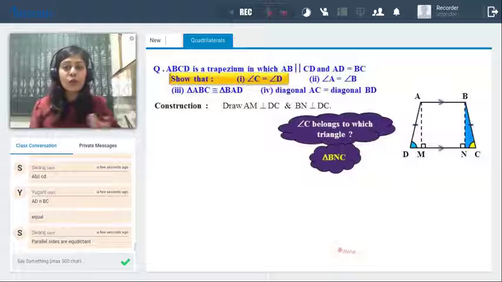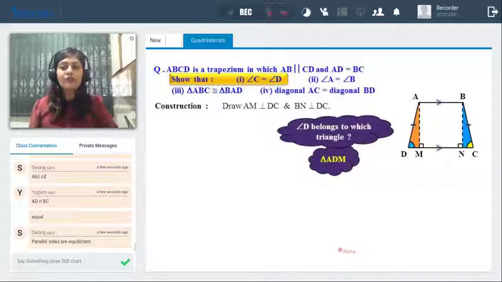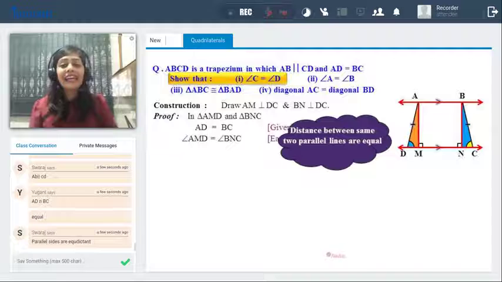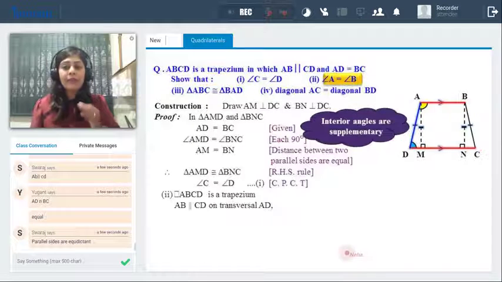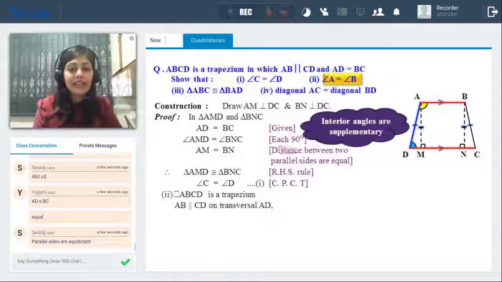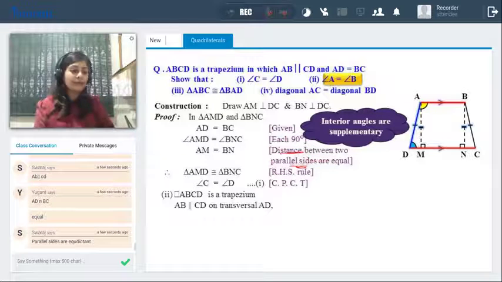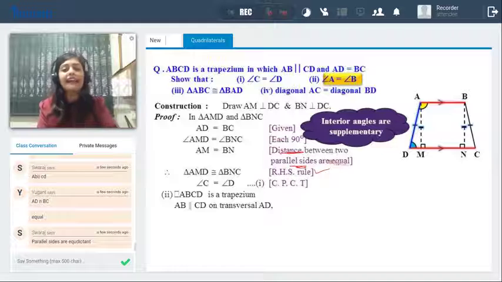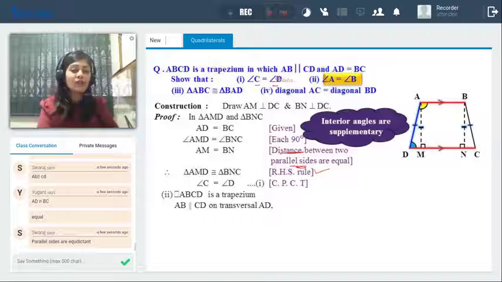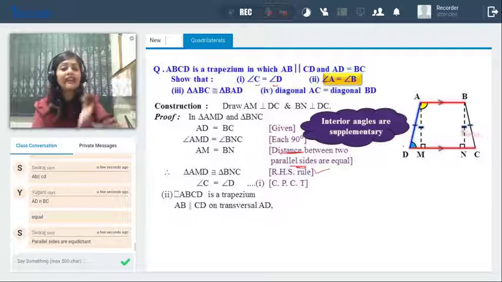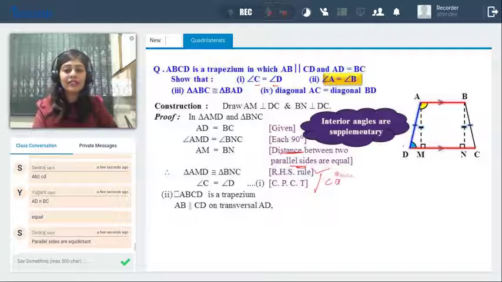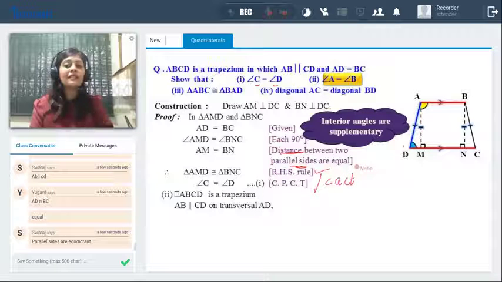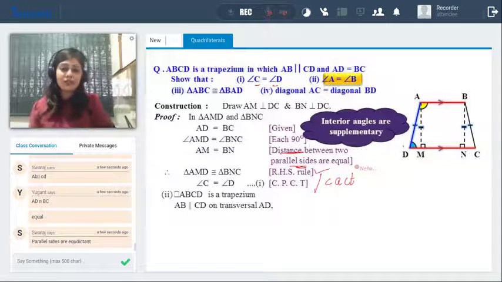You have one pair of angles equal, hypotenuses are given to be equal, and AM equals BN because it's the perpendicular distance between two parallel sides. So that's correct, students. The two triangles are congruent by the RHS rule, and as soon as you get that, this entire thing was done to get C and D congruent, right? So C and D are corresponding angles of congruent triangles. You can write CPCT, corresponding parts of congruent triangles. Now, is that understood, students?